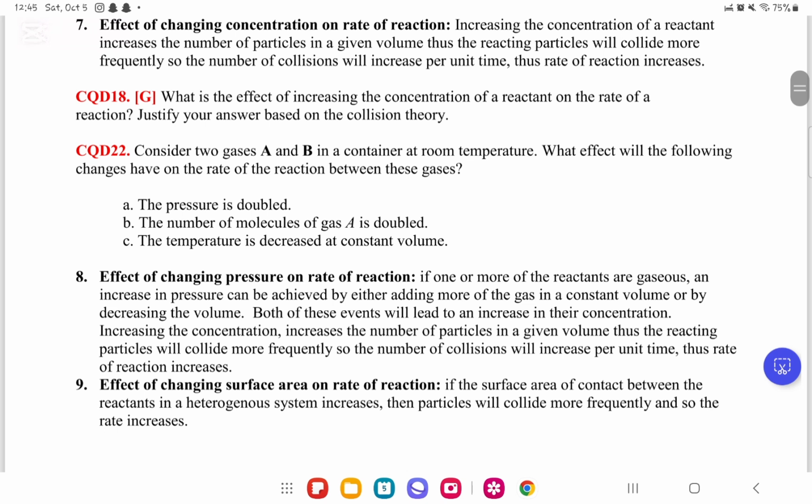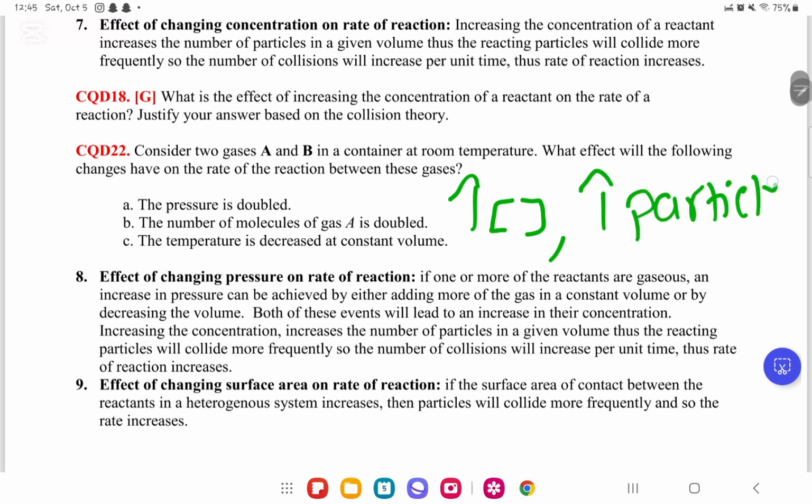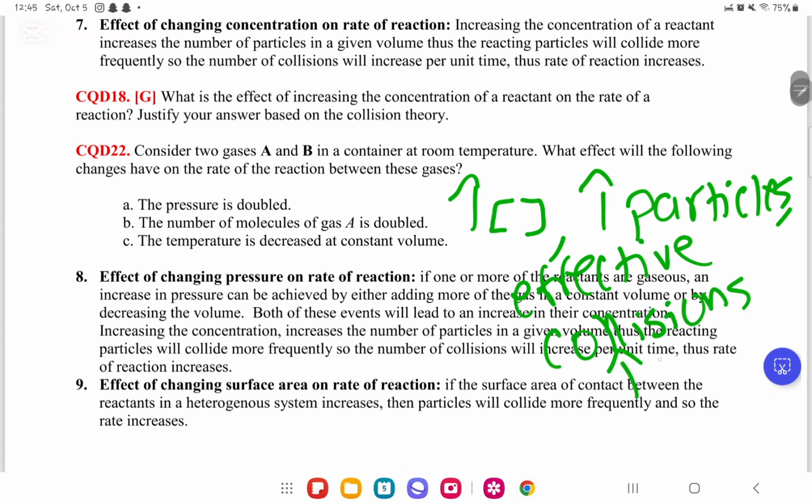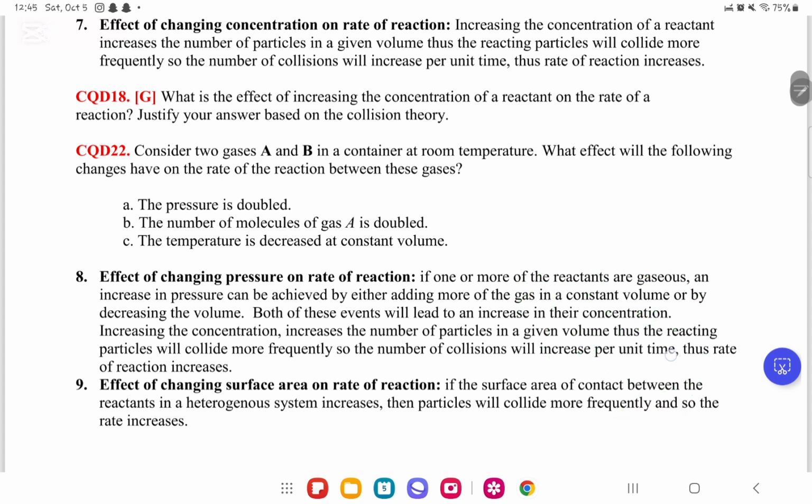Now what happens if you increase the concentration of a reactant? As the concentration increases, the number of particles will increase. Then what happens? The effective collisions increase, and then consequently the reaction rate will increase.